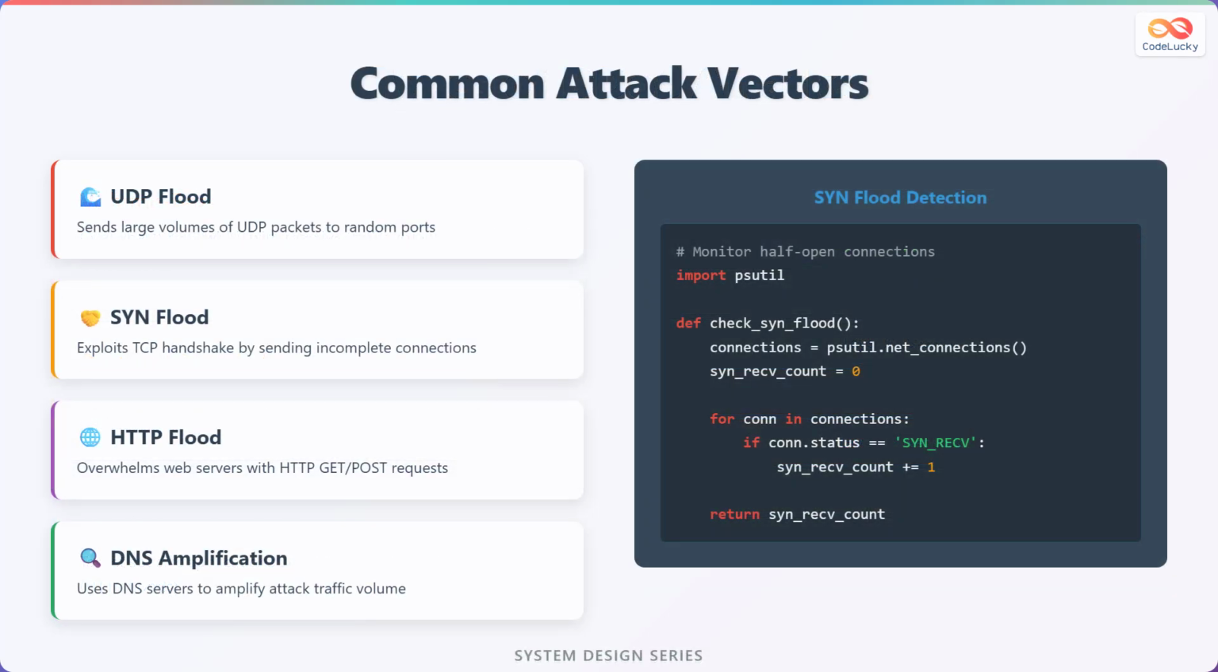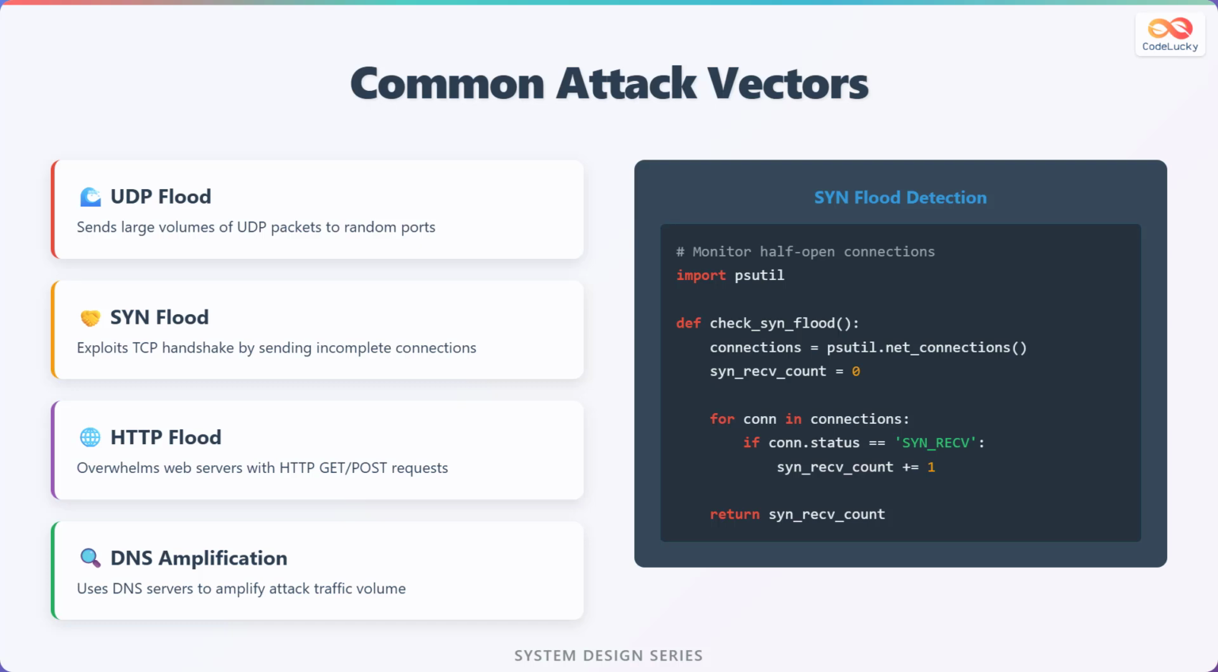Here are some common attack vectors that are used in distributed denial of service attacks. A UDP, or User Datagram Protocol, flood involves sending large volumes of UDP packets to random ports on a target server. A SYN, or Synchronized Sequence Numbers, flood exploits the Transmission Control Protocol, or TCP, handshake process by sending a flood of synchronized requests without completing the handshake.